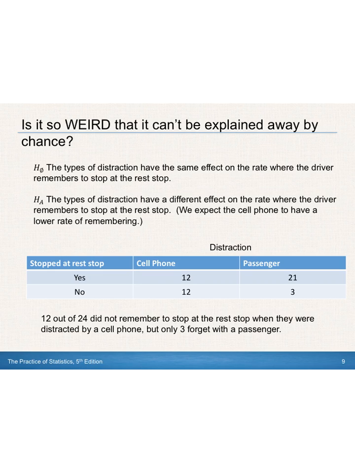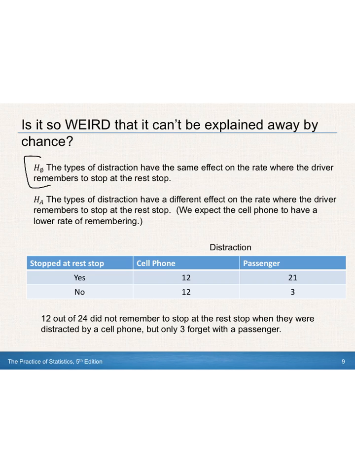This is called a hypothesis test, and we'll do a lot more of those later. But basically, always our hypotheses start with a null hypothesis, which means the types of distraction will have the same effect on the rate, in this case, where they remember to go to the rest stop. And the alternative hypothesis is what we think is going to happen. In this case, that the types of distraction will have a different effect on the rate, and we expect that the cell phone will have a lower rate of remembering.